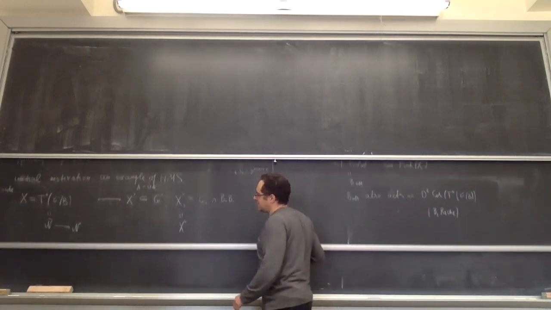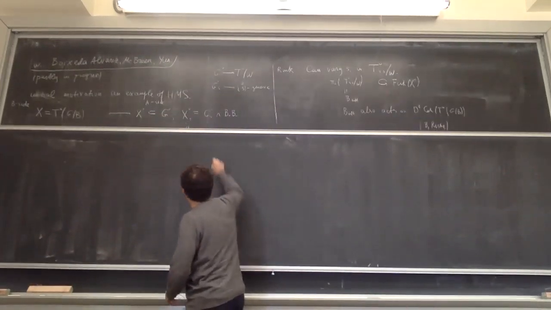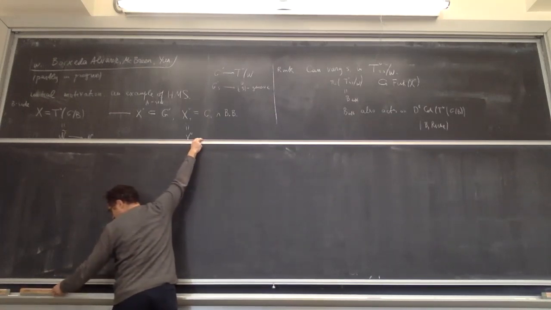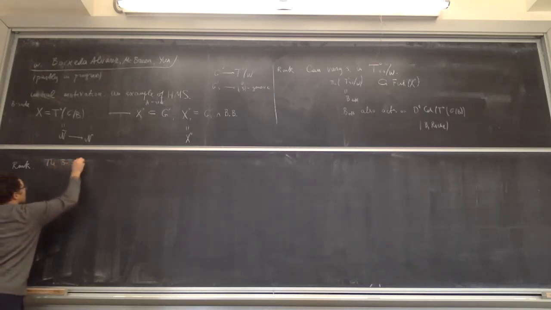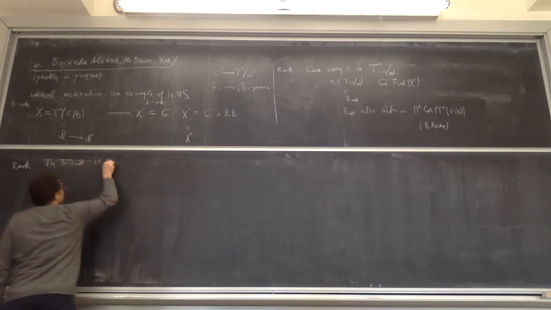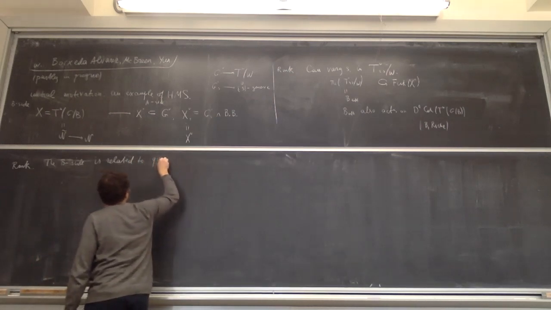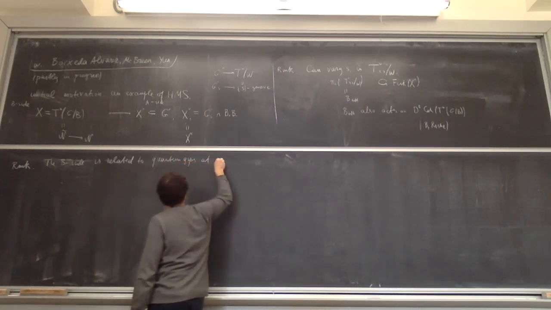I said in general terms that the B side is important for representation theory, but I want to mention one more piece of motivation: the B side is related to quantum groups at roots of unity.